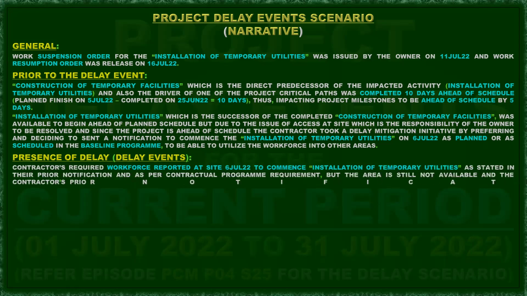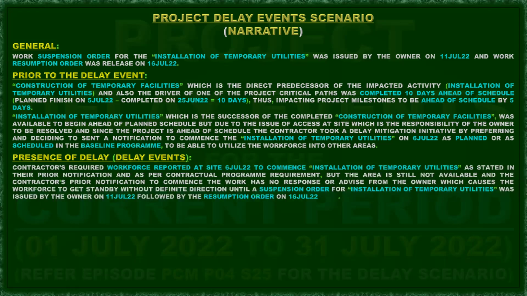So the contractor's required workforce reported at site on 6 July to commence installation of temporary utilities as stated in their prior notification and as per contractual program requirement, but the area is still not available, and the contractor's prior notification to commence the work has no response or advice from the owner, which causes the workforce to stand by without definite direction until a suspension order for the installation of temporary utilities was issued by the owner on 11th July 22, followed by the resumption order on 16th July 22.